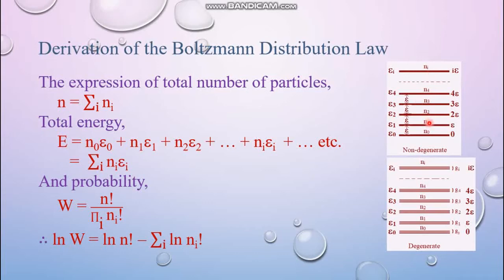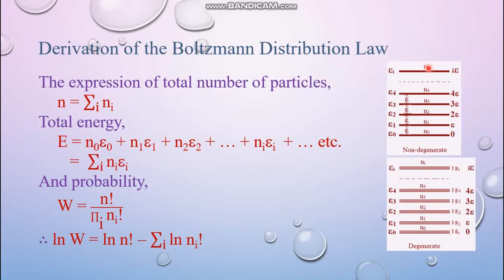One thing I must mention here, that these numbers are variable. n0 is a variable number, n1 is a variable number. This way ni is also a variable, but their summation, that means n0 plus n1 plus n2 dot dot dot ni, that means sum over i ni equals n, which is the total number of particles, which is in turn a constant. This total number of particles does not change.